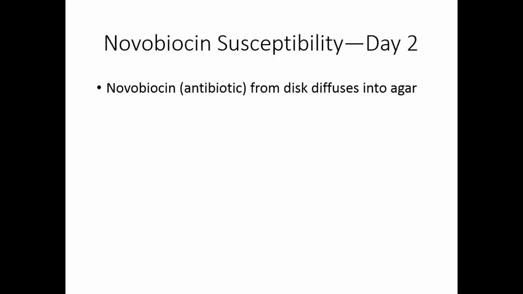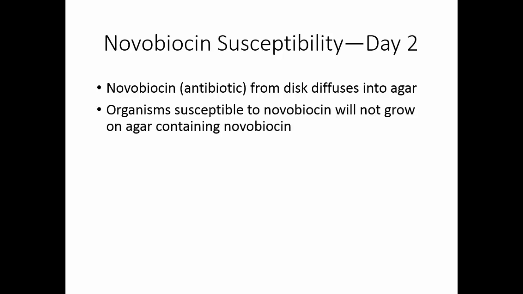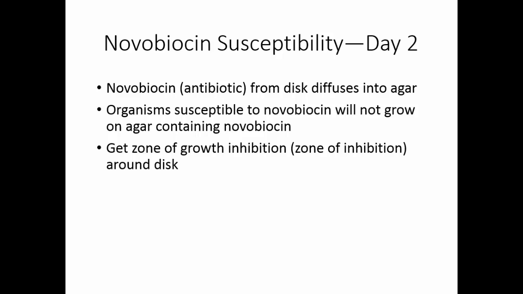After incubation, you will want to look at your Novobiocin susceptibility plate. Novobiocin is an antibiotic, and that is what is in the disc that we put on the agar. The antibiotic will diffuse from the disc into the agar. If the organism is susceptible to Novobiocin, it will not grow on the agar around the disc. You should get a zone of growth inhibition, or what we call a zone of inhibition, around the disc.